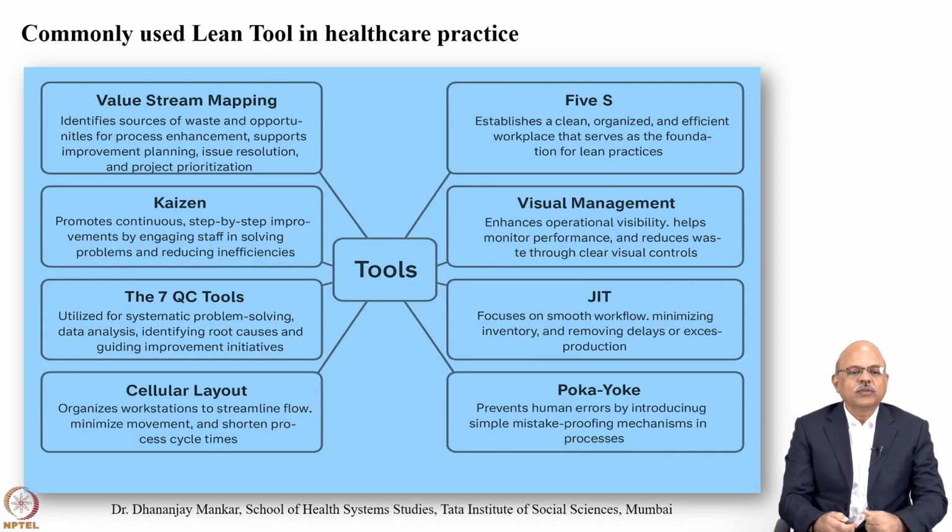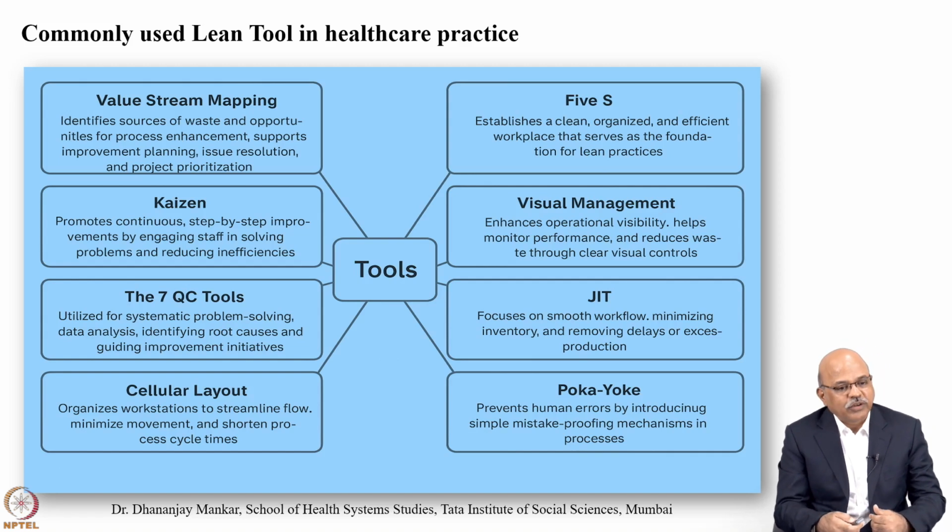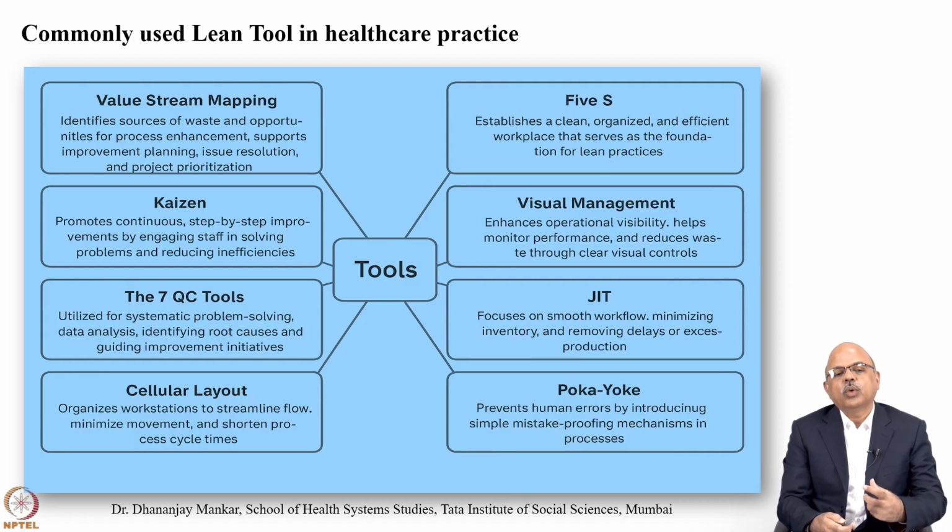The 7 quality tools are utilized for systematic problem solving. They have the base of data analysis, identifying root causes and guiding improvement initiatives. These are the core things which we learn in quality tools. JIT focuses on smooth workflow, minimizing inventory, removing delays or excess production. Cellular layout focuses on organizing workstations to streamline the flow, minimizing movement and shortening process cycle times. Poka-yoke prevents human errors by introducing simple mistake-proofing mechanisms in the process.